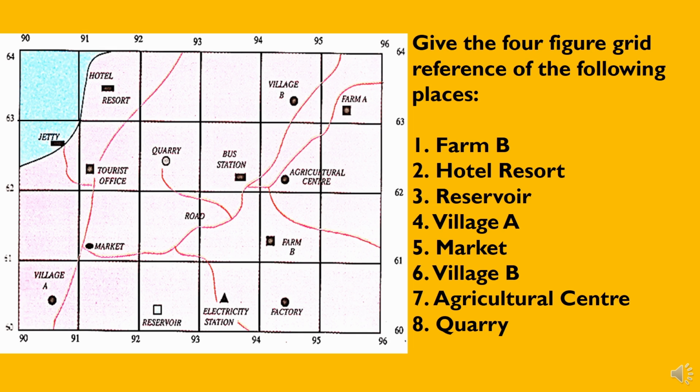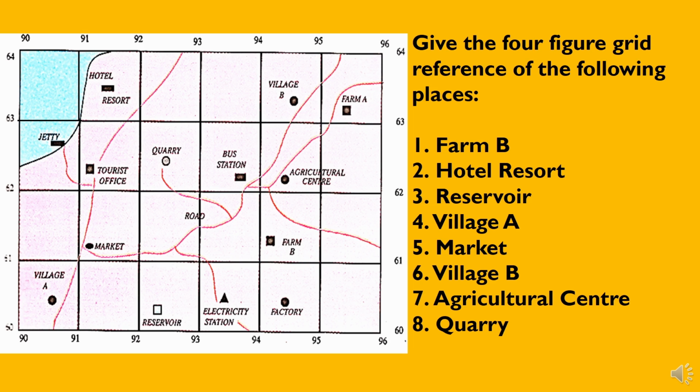So we're now going to find out the 4-figure grid reference of each of these places, numbered from 1 to 8. The first one is Farm B. Farm B's 4-figure grid reference is 9461 because it is immediately east of Easting 94 and immediately north of Northing 61.